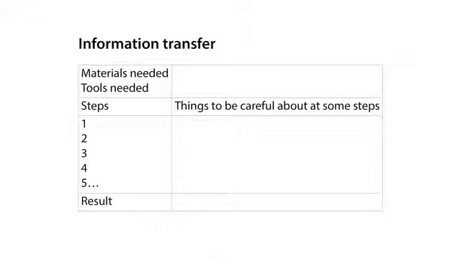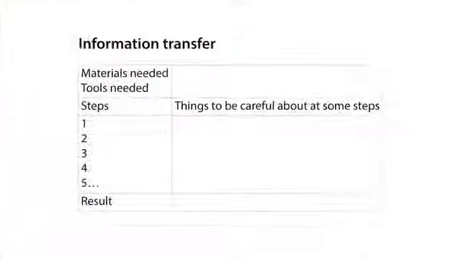Here is an example of an information transfer table which can be used for a set of instructions, such as a recipe, or how to make something, or how to do something. Notice the headings in the information transfer table. We have materials needed, the tools needed, the steps. And here we've listed 5 steps, but there could be more or could be less. And then next to each step, we have things to be careful about at some of the steps.